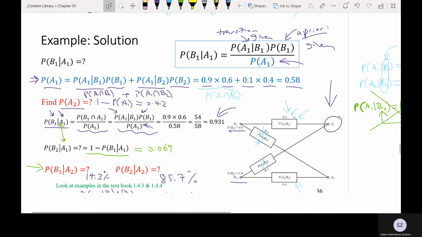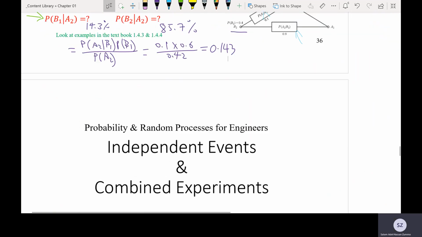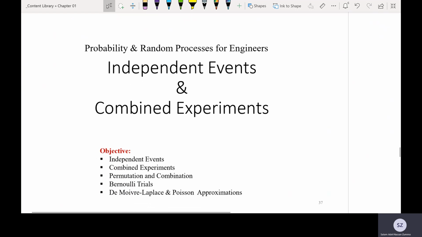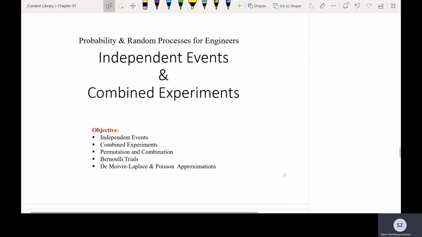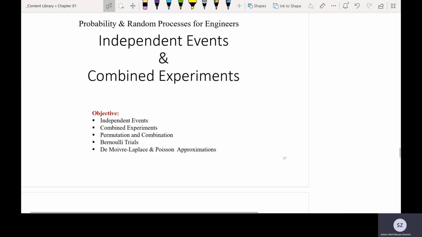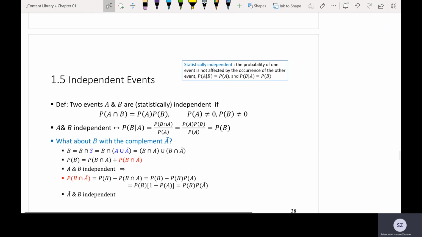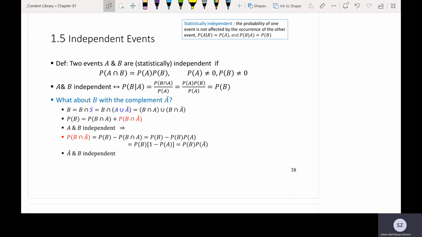طيب, now, any question before we move to the next section? So in this section, we'll talk about independent events and combined experiments. Okay, so we'll talk about independent events, combined experiments, and then we'll talk about some counting principles, permutation and combination, the Bernoulli trial, and some simplification of the combination. Okay, now very important concept is the independent events or independence.